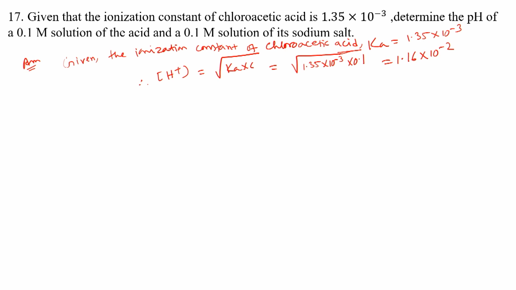Okay, fine. Now we need to calculate pH. So pH is minus log 10 base concentration of H plus, so minus log 10 base 1.16 times 10 to the minus 2. If we substitute all these things, we get the value of pH is 1.936. Next, we need to calculate the pH of the sodium salt of concentration 0.1 molar solution. So this is the first part.